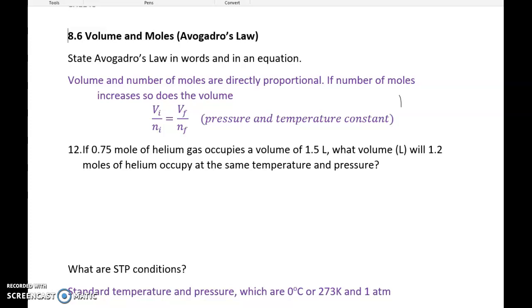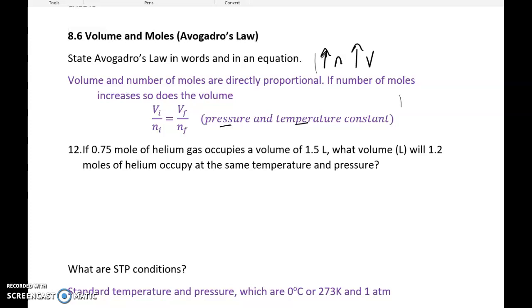And that just makes sense if you've got more. If the number of moles increases, the volume increases. Now, assuming that the pressure and temperature are constant. So let's look at our first problem.